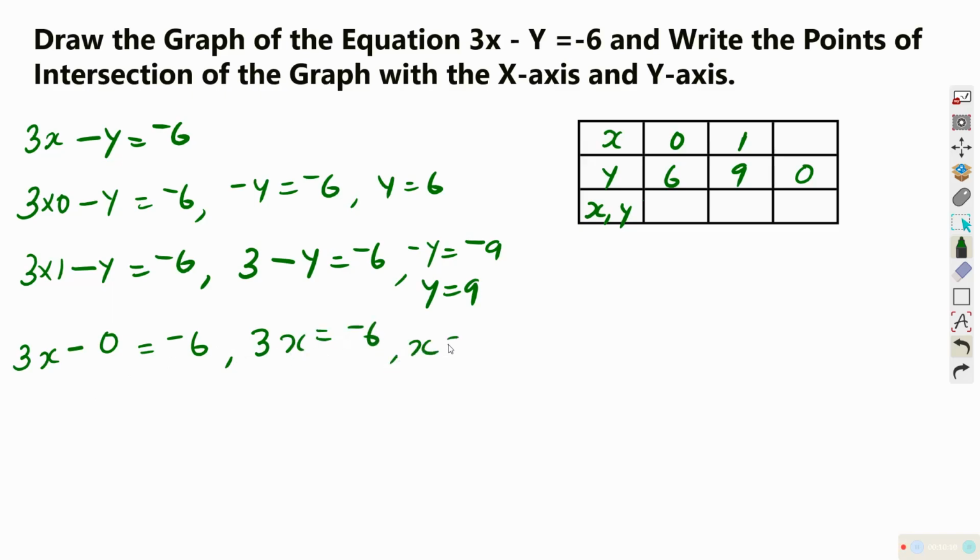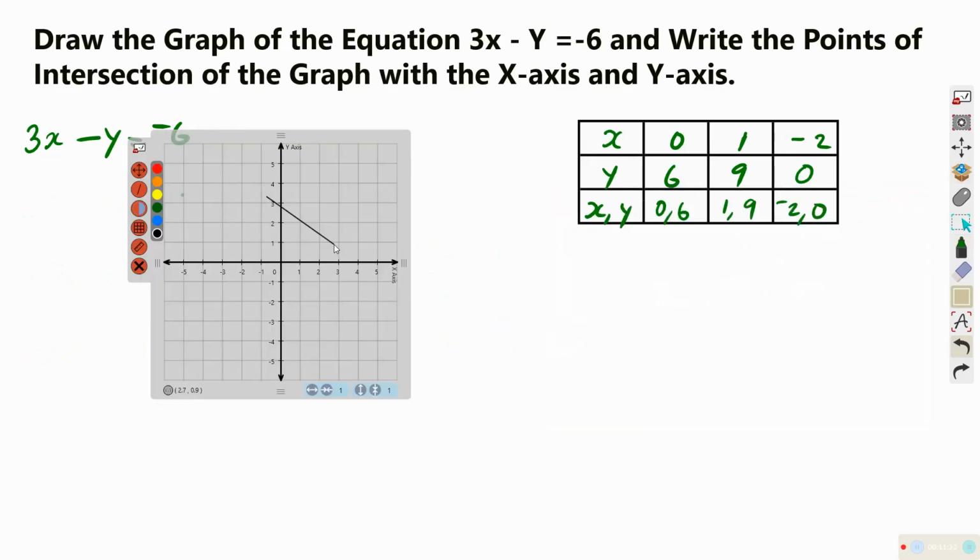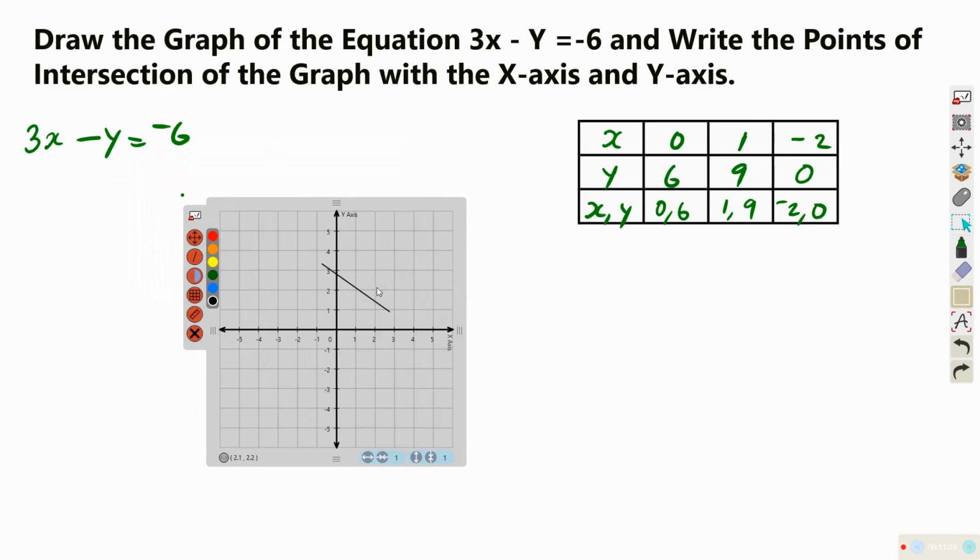I will rub out this and will bring the graph paper over here to solve the sum, which is quite easy. Okay, it is 0 and 6 in the first case, then it is 1 and 9, then it is minus 2 and 0. Let me take a graph paper which can be fit for marking these points.